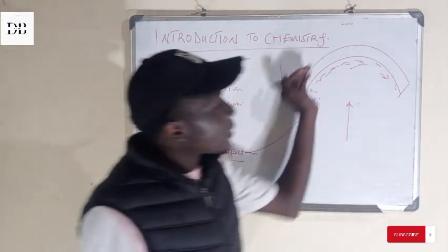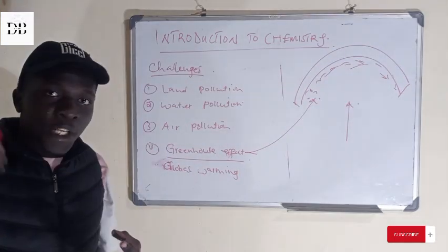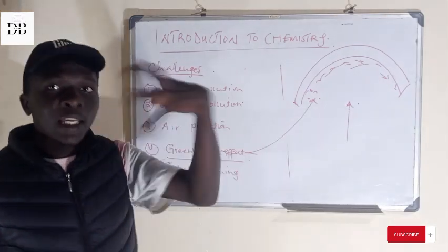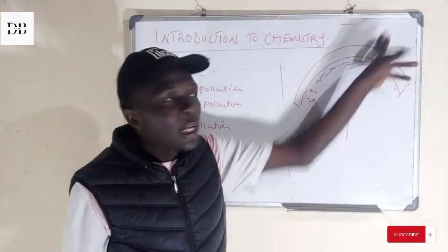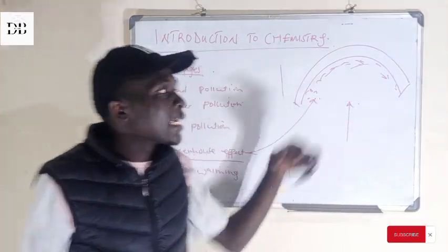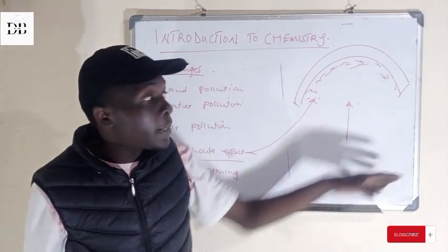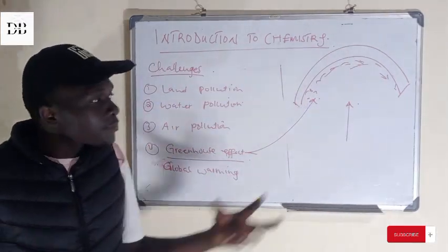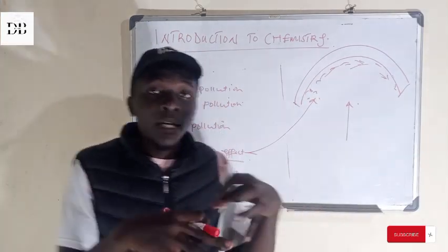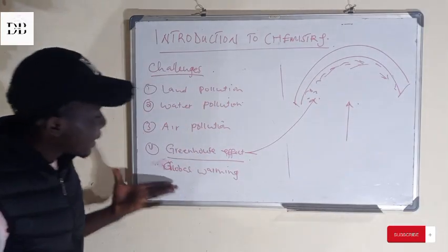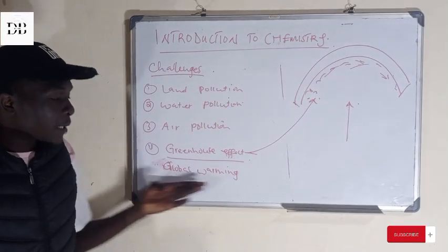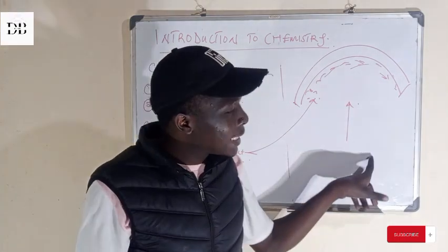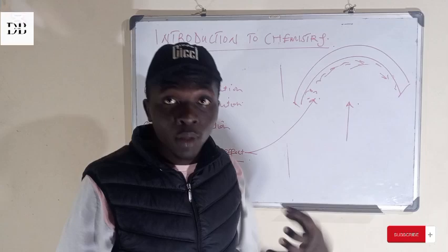When these gases are filled up there, the rays from the sun will reach the earth, and then instead of escaping back into the atmosphere, they will be trapped here. So it's like heat is entering the earth, but it's failing to escape. As time goes on, this causes the globe to become warmer and warmer, and hence the term global warming. The globe becomes warm because this heat is failing to escape back into the atmosphere.